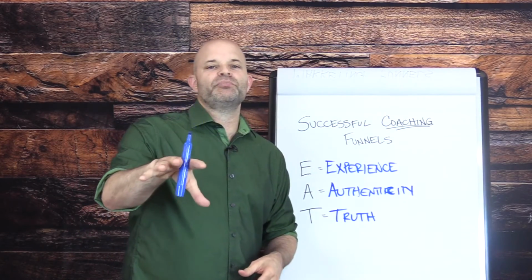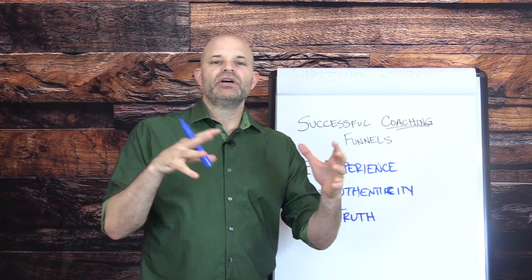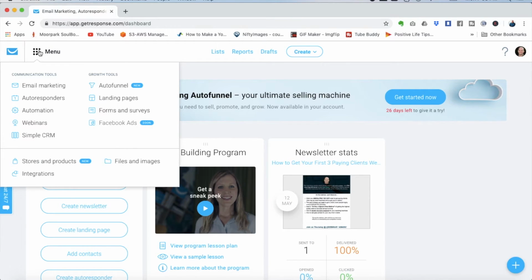And now let me take you to the computer and share with you a tool, a platform that you can use to actually put all of this together. Now, as you click on the menu inside your GetResponse account, you'll see all the various elements: email marketing, autoresponder, automation, webinars, CRM, auto funnel, landing pages, forms and surveys, and even Facebook ads. These are all the different ingredients you would need to put together any of these kinds of funnels that I'm talking about. And this feature, auto funnel, allows you to do it in a very simplistic way.